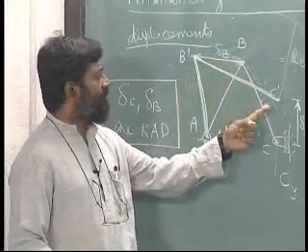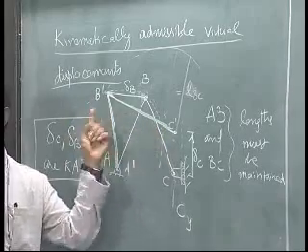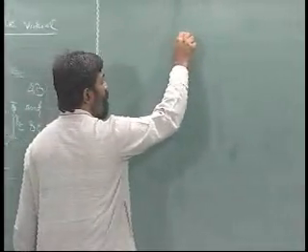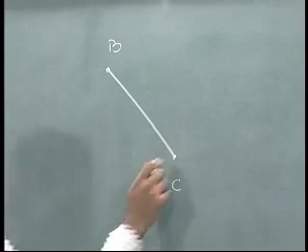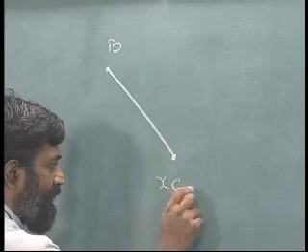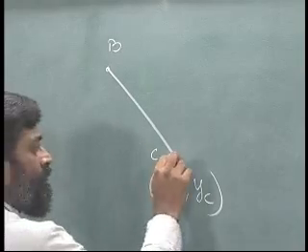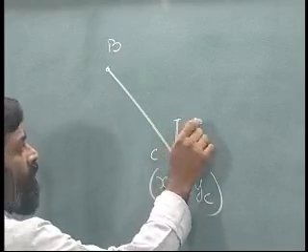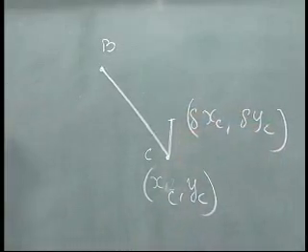In this case, let us say delta B and delta C are the kinematically consistent displacements. Let us look at that particular rigid body. This is B, this is C. The position of C is xc, yc, and it has moved like this. Let us denote the movement by delta xc, delta yc.